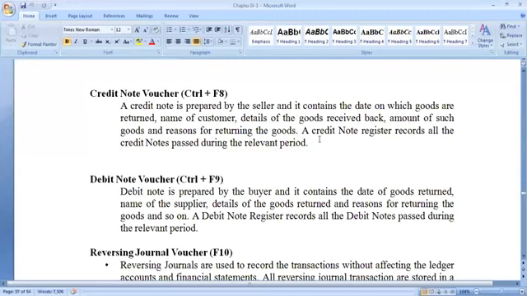What are the reasons for returning the goods? It may be damages which are found. So what will be the major implications and the reason for returning the goods? That will be indicated under the credit note voucher. The shortcut key used is Control plus F8. This credit note voucher is required to record all the credit notes passed during the relevant period. Whatever is returned back will be recorded here.